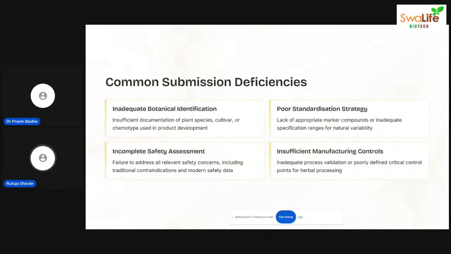Next is common submission deficiencies. So, regulators often see the same problem in herbal product submissions. These include poor documentation of botanical identity, weak or missing standardization strategies, incomplete safety assessment, and inadequate manufacturing control. So, understanding these common pitfalls helps us avoid them and makes the difference between a smooth review and repeated requests for clarification.